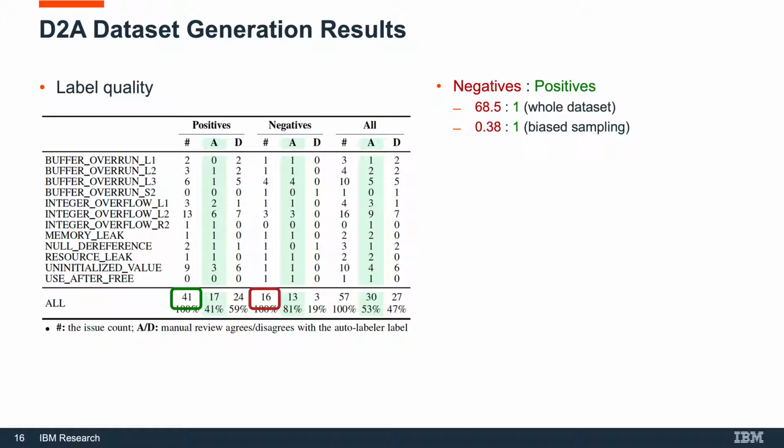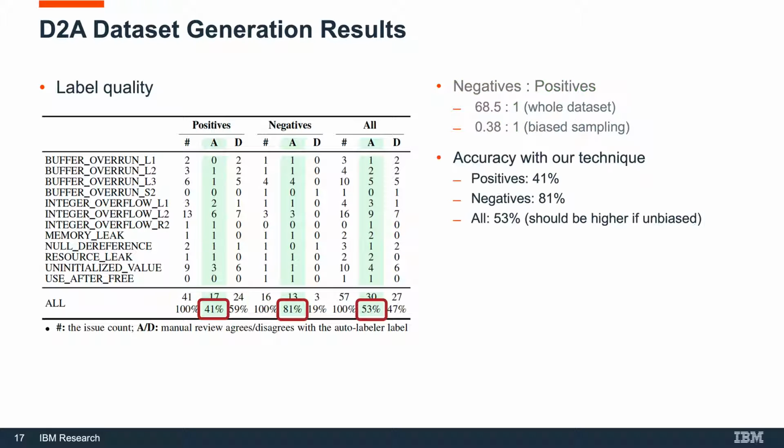This table summarizes the validation results. We did a biased sampling, so there are 41 positives and 16 negatives. For each category, we list the number of issues where manual review agrees or disagrees with the D2A labels. The label accuracy measured on all samples is 53%. However, if we sample according to the distribution of the dataset, the accuracy will be higher because the accuracy on the negatives is higher.